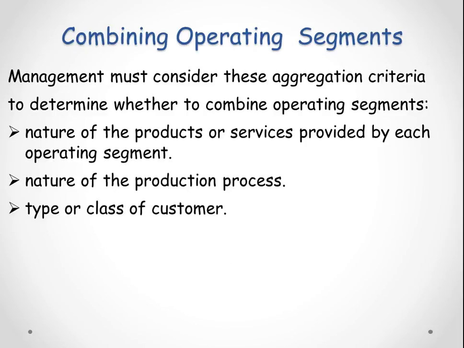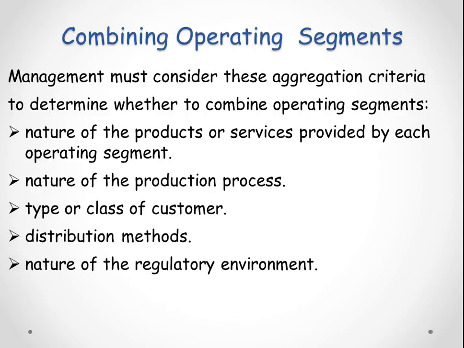The nature of the production process has to be the same, as well as the type or class of customer, the distribution methods, and the nature of the regulatory environment. So an example would be if we had a Nordstrom's, say in England, we probably would have to show that separately because the regulatory environment would be different, even though we had met all the other criteria for combining.